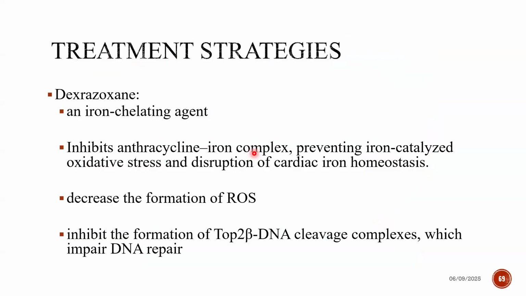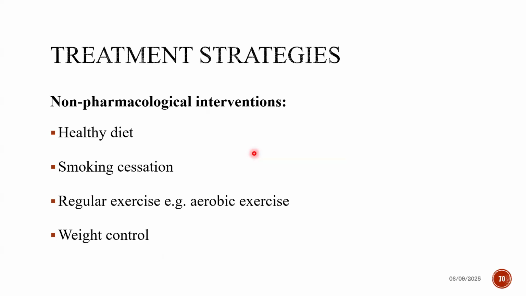So there's dexrazoxane, which is an iron chelating agent. This drug inhibits the anthracycline iron complex, thereby preventing iron-catalyzed oxidative stress and the disruption of cardiac iron homeostasis. It also decreases the formation of reactive oxygen species and inhibits the formation of the topoisomerase 2 beta DNA cleavage complex, which impairs DNA repair.